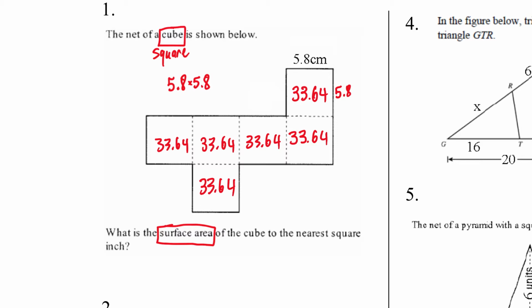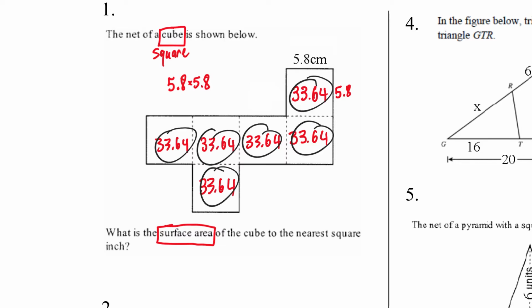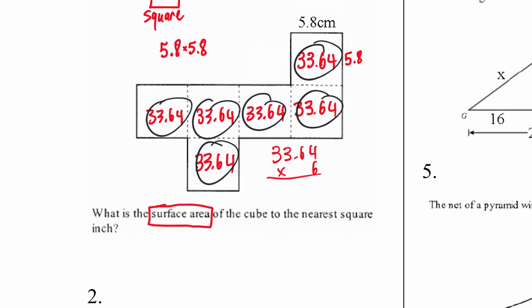So to find the area of that whole thing, all you're going to do is add all these up. You're going to add this, this, and this. But since they're all the same, you can just do 33.64 times 6 of them. And what does that give you? 201.84. Yep. 201.84 square centimeters.